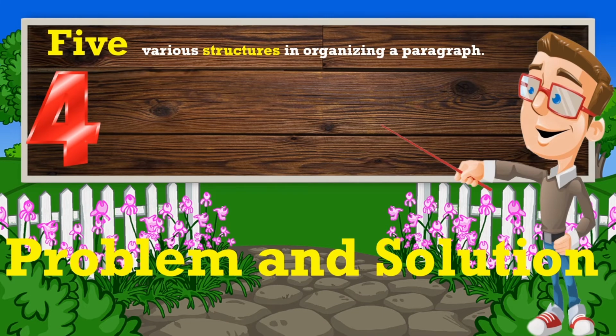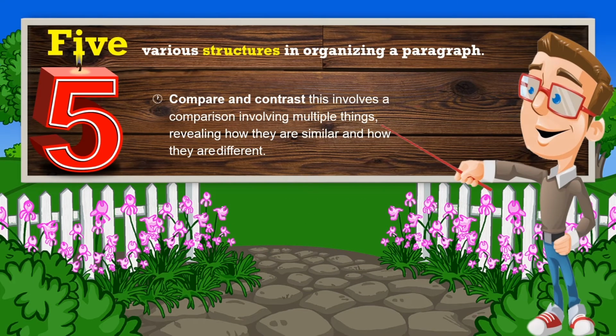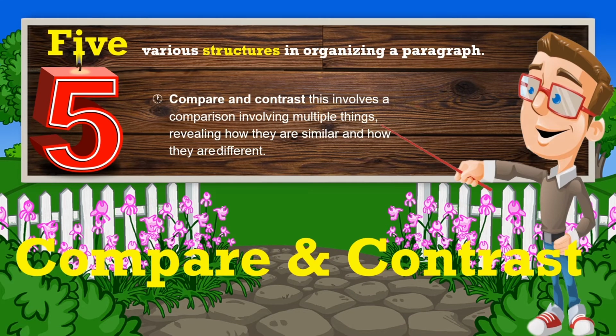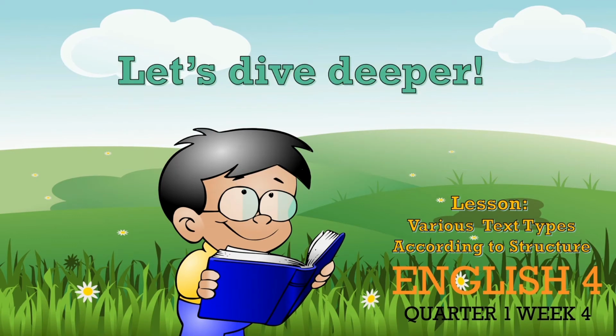The fourth structure in organizing a paragraph is problem and solution. Problem and solution tells a proposed solution to a problem. The last, or number 5 structure in organizing a paragraph is compare and contrast. Compare and contrast involves a comparison involving multiple things, revealing how they are similar or how they are different.